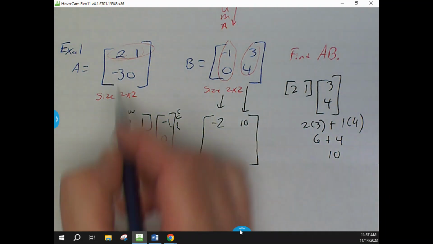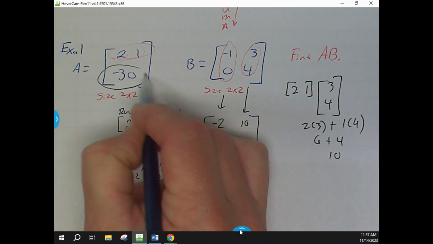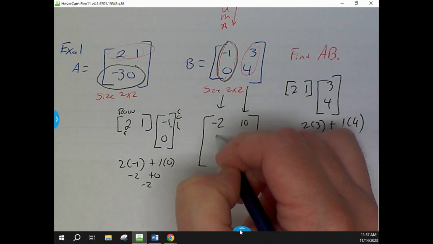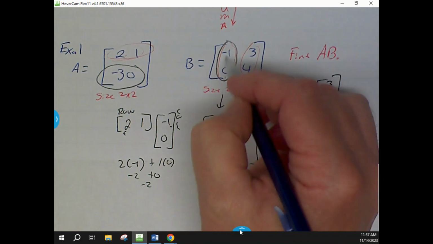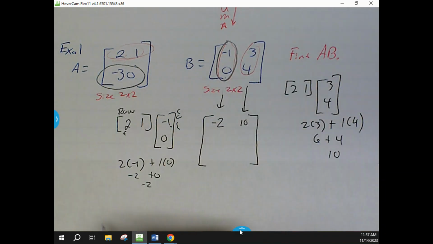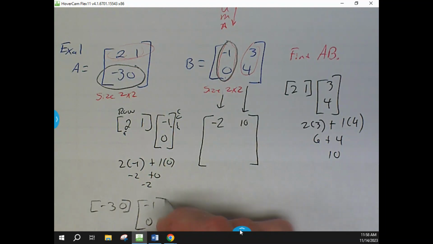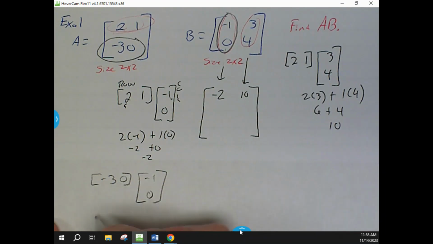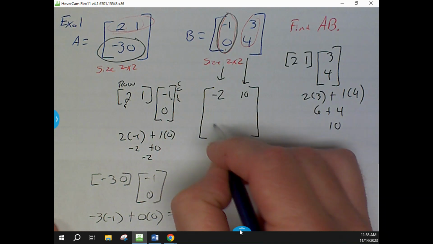Okay, and then we're going to go to the second row, and now we multiply it by the first column, and same thing, that answer is going to go underneath it, down right here. So it's negative 3, 0 times negative 1, 0. So it's negative 3 times negative 1, added to 0 times 0, which is good because that's just negative 3 times negative 1. That's just going to be 3. We add 0 to it, it's still just 3. So that's going to go there.